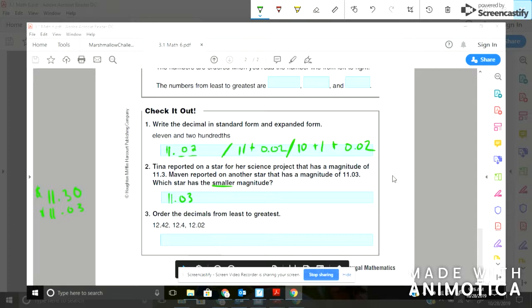Again, I'm going to kind of think about these as money. So this would be $12.42, $12 and add a 0, 40 cents, and $12.02. So the smallest of those would be 12.02. Next up would be 40 cents is smaller than 42, so it'd be 12.4. And lastly, the greatest will be 12.42 or 12 and 42 hundredths.